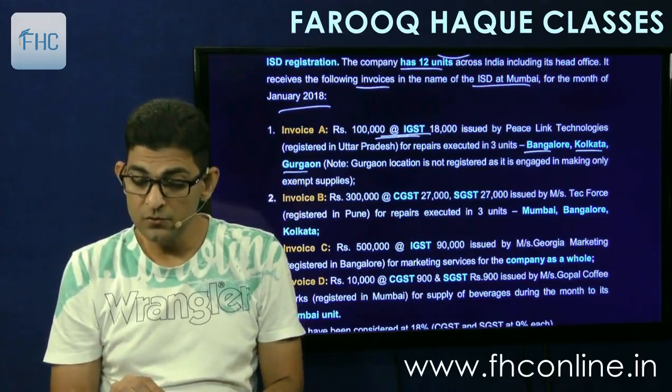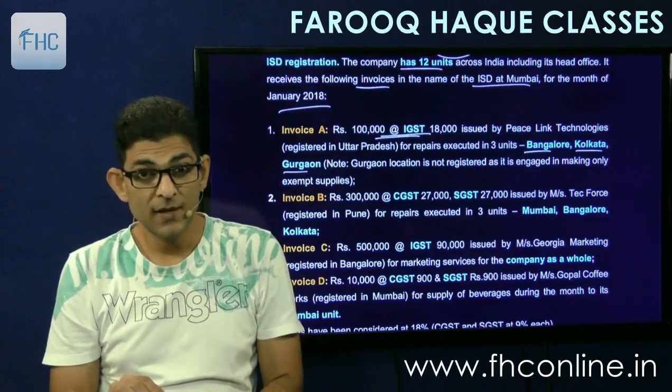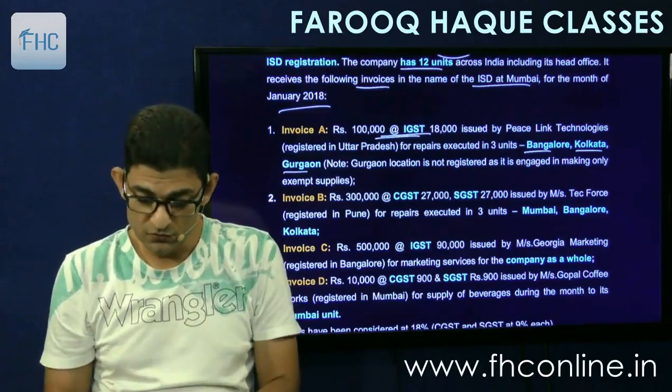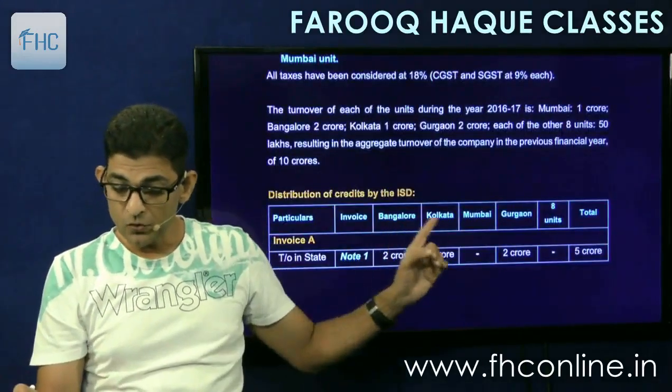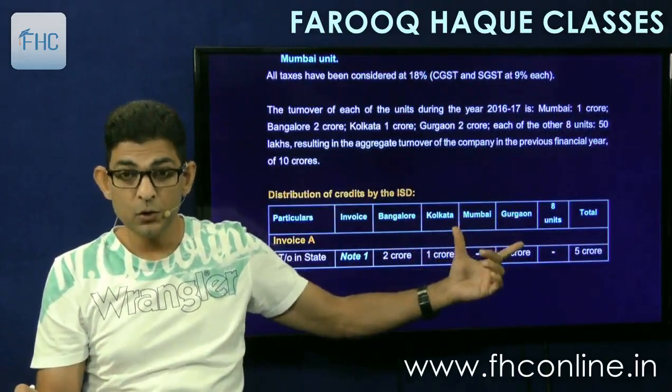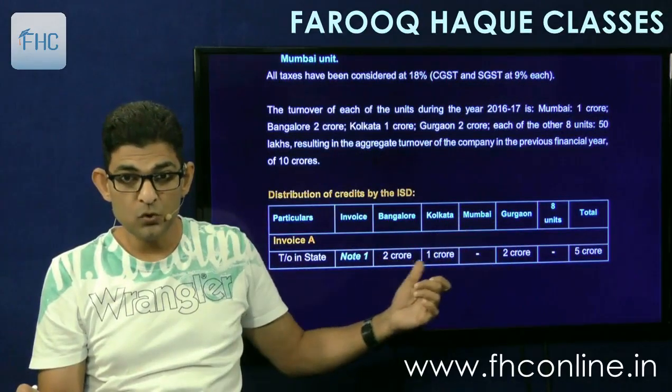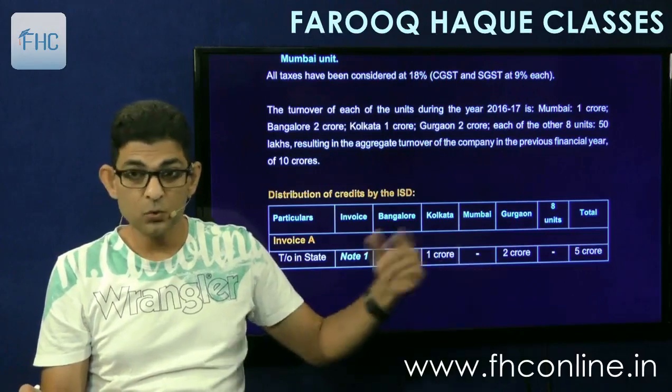So here the distribution will be amongst these 3 units in proportion. So see the answer. Bangalore, Kolkata and Gurgaon. The turnovers are given. Bangalore 2 crores, Kolkata 1 crore and Gurgaon 2 crores. So total 5 crores.